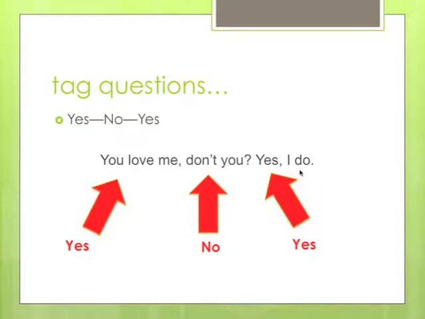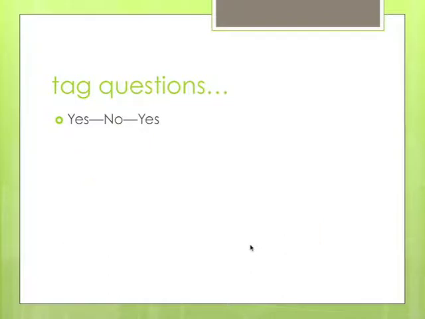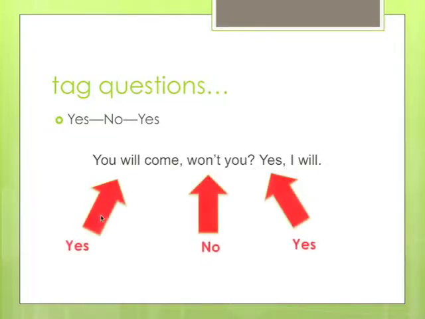So the key thing if you want to create a tag question that expects a yes answer is to structure your question keeping this yes, no, yes pattern in mind. Yes, no, yes. Here's another example. You will come, won't you? Yes, I will. Here's the expected yes answer. And again, the pattern is yes, no, yes.